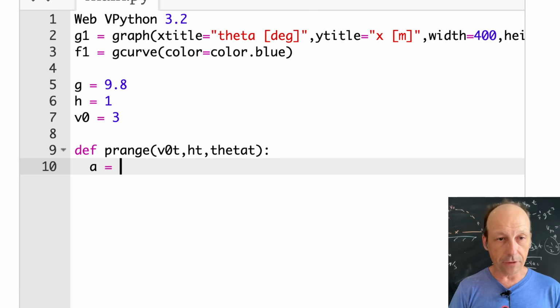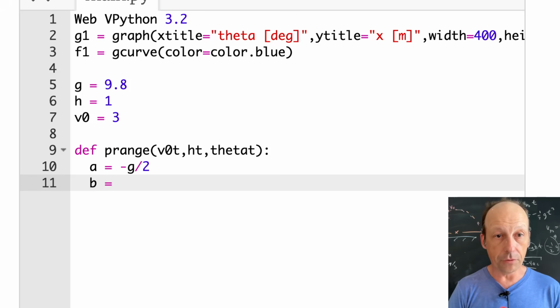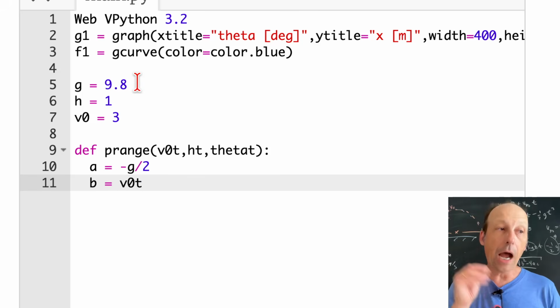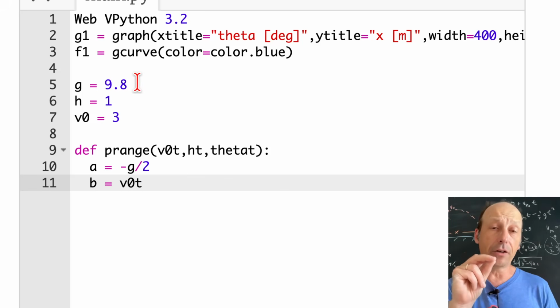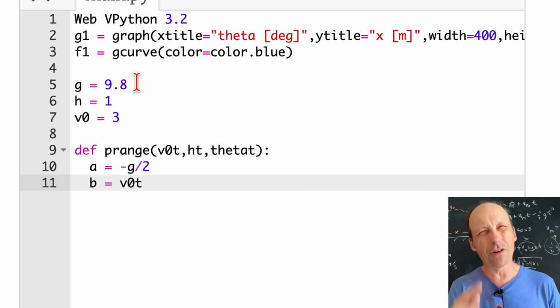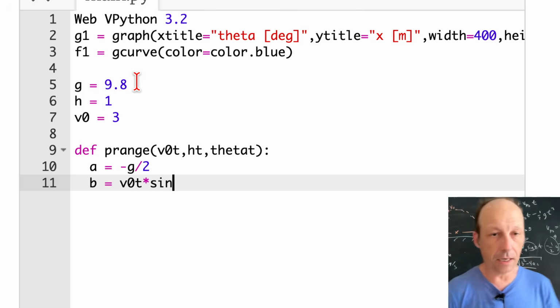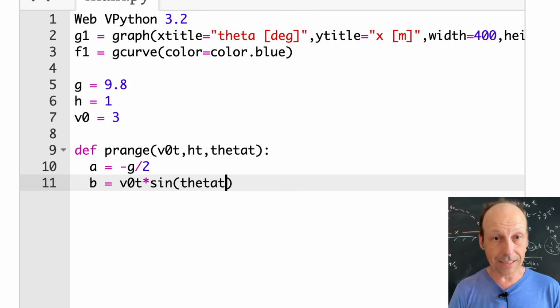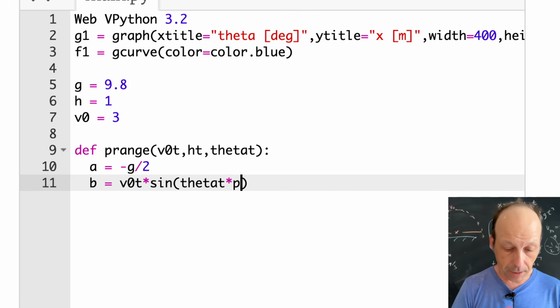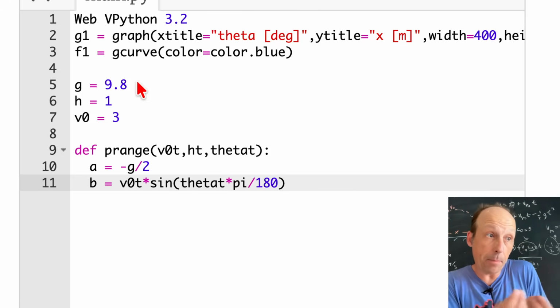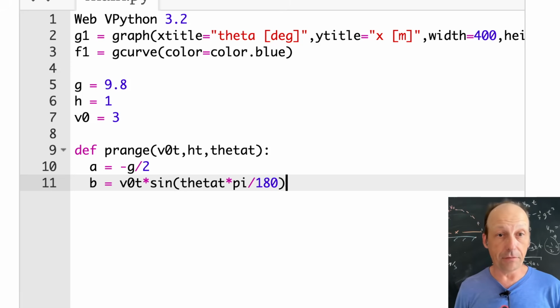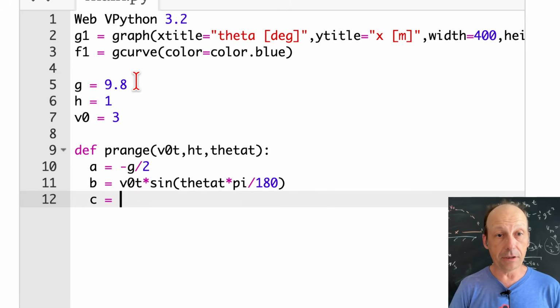So a is going to be negative g over 2. B is going to be equal to v0t times sine theta. I want to pass theta in degrees, so I think there is a degree function in the cosines, but I never remember what it was. So sine of theta t times pi over 180. So I'm converting it back to radians because it expects it in radians. And then c is going to be equal to h.